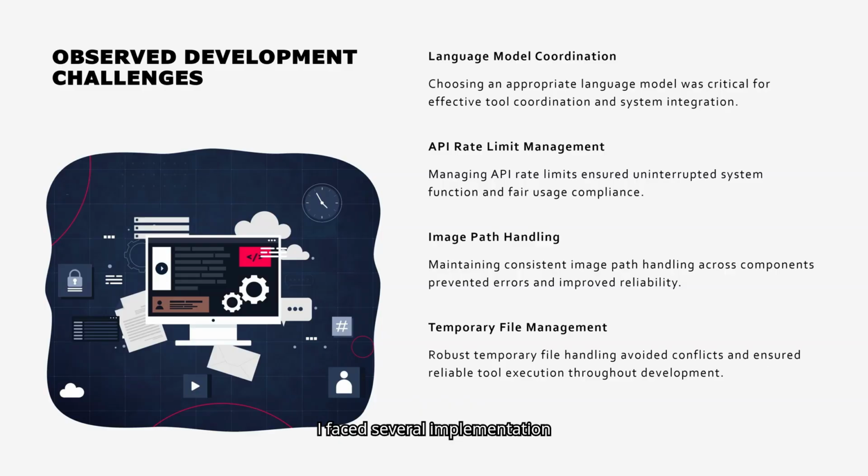I faced several implementation challenges. Choosing the correct LLM was difficult because some models did not support tool usage properly. API rate limits caused interruptions during early testing, so I had to disable streaming. Another major issue was passing image paths reliably between tools inside LangChain. Handling tool outputs, especially generated image paths, and managing temporary files was another challenge, to prevent conflicts. But solving each of these contributed to a stronger understanding of the multimodal pipeline.